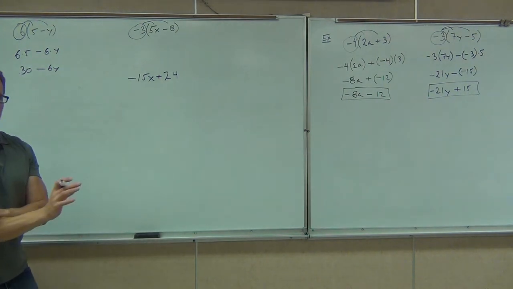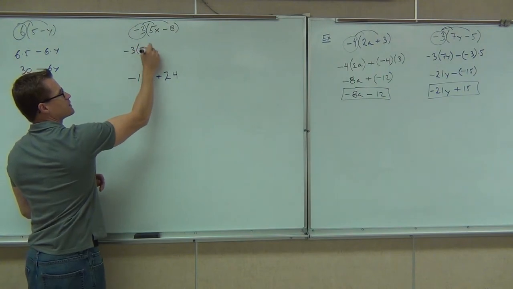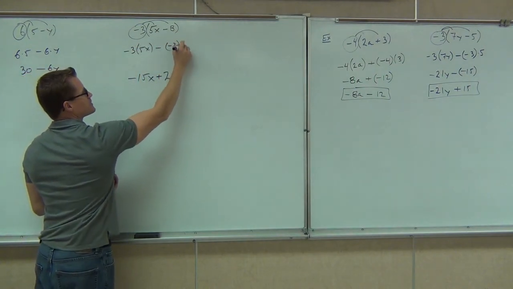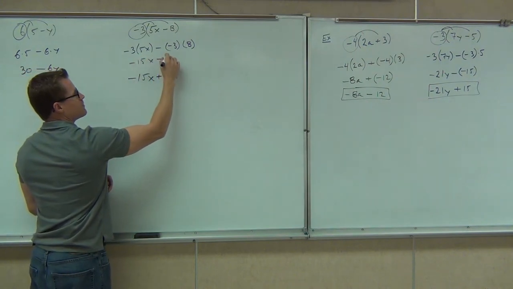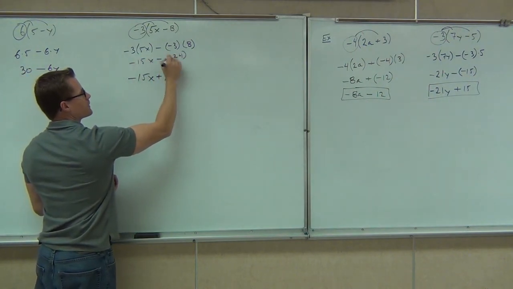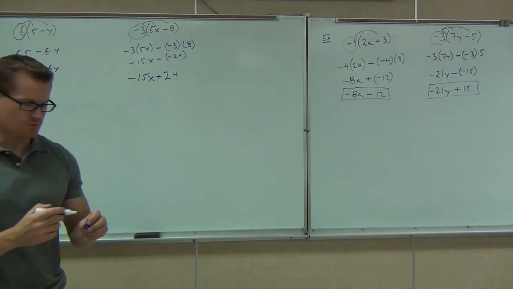I'll show you the other steps if you really want to see them. Here you can show negative 3 times 5x minus negative 3 times 8. That's going to give you negative 15x minus negative 24, and that changes to the plus 24. So either way you want to do that is fine with me at this point.